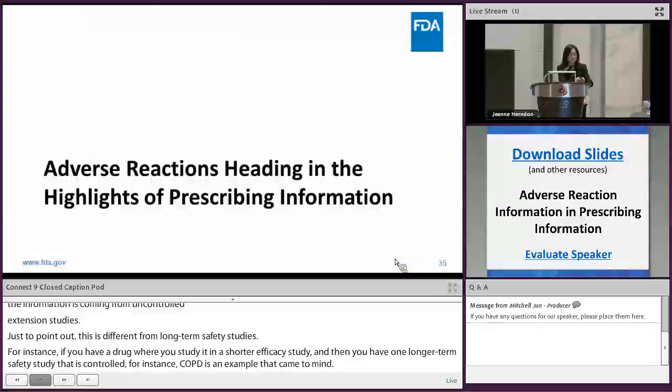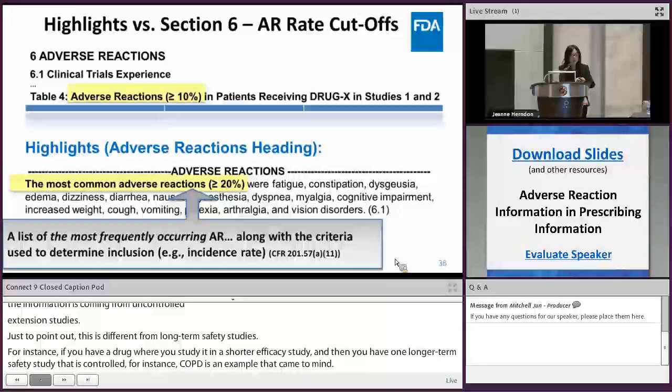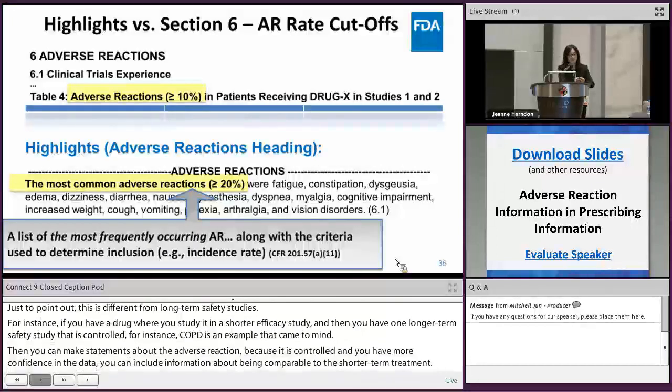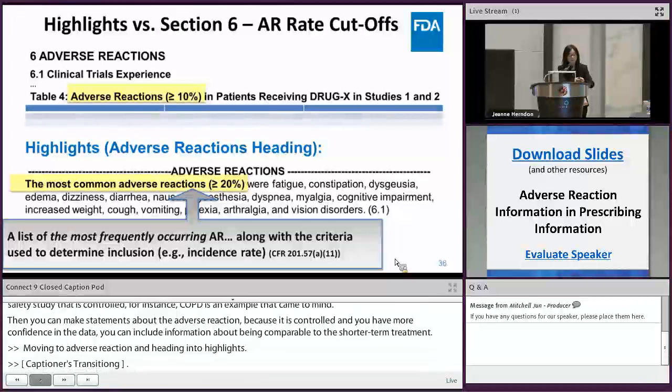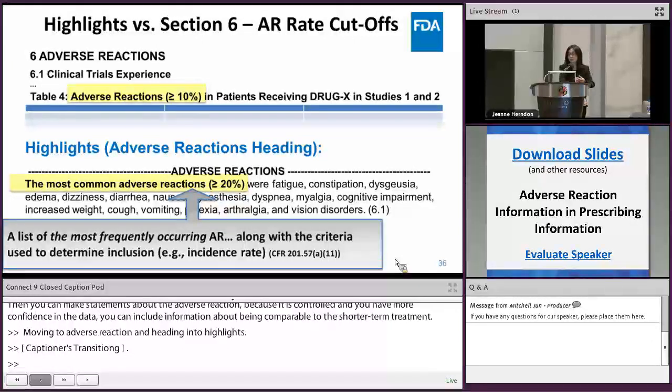Okay, so moving to adverse reactions, the heading in the highlights. According to the regulation, the highlights heading for adverse reactions is to have a list of the most frequently occurring adverse reactions along with the criteria used to determine inclusion, so the incidence rate, which is normally in parentheses. Just to highlight the difference, Section 6 has the common and the less common adverse reactions, and in highlights, you want to highlight only the most common adverse reactions.